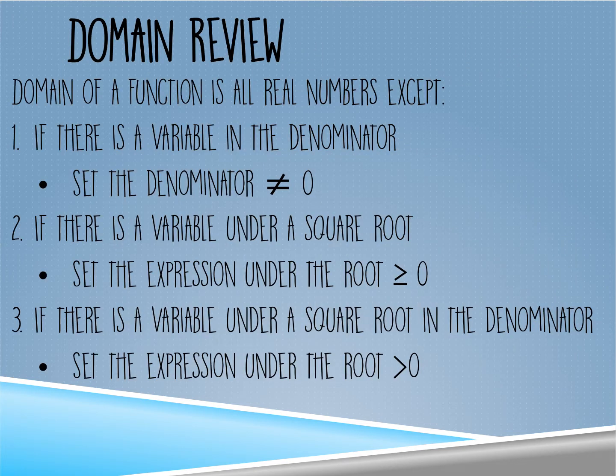All right, so domain review. Domain of a function is all real numbers except if there is a variable in the denominator. So we would set the denominator not equal to 0 because you can't get 0 in the denominator. If there's a variable under a square root, you set the expression under the square root greater than or equal to 0. And if there's a variable under a square root in the denominator, then we would know it can't be equal to 0, then it has to be greater than 0.